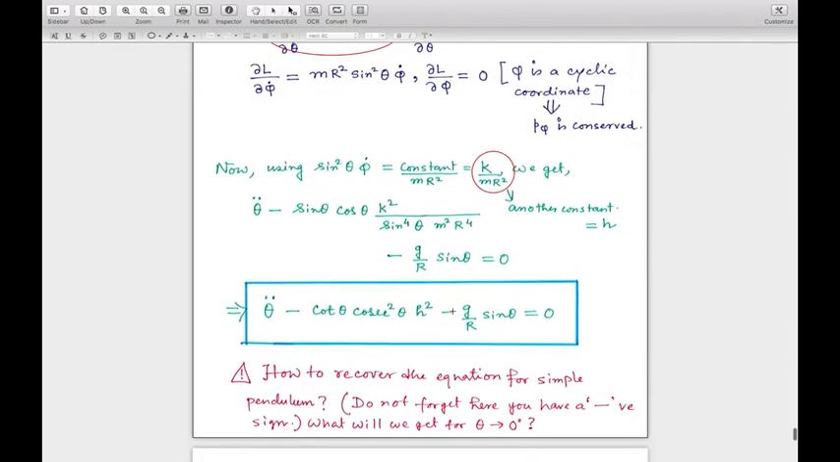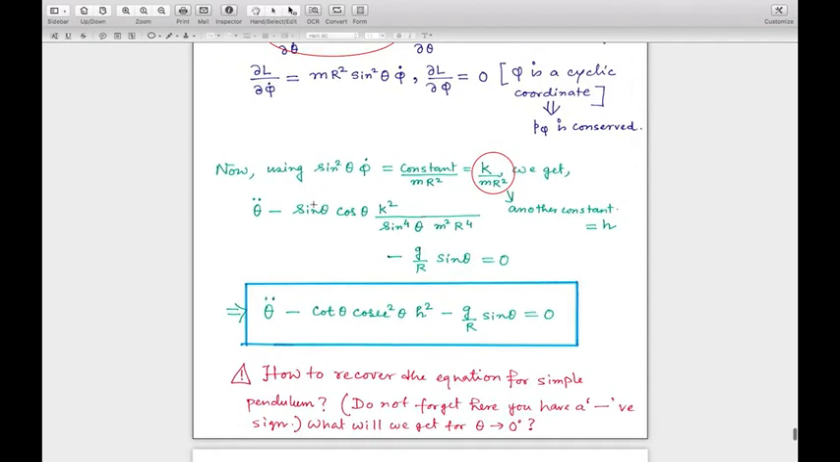So that is the whole equation, and finally sine theta will cancel out, and cos theta by sine theta is cot theta, and 1 by sine square theta is cosec square theta. That is exactly this term, and k square by m square r to the 4 is h square, and that is minus g by r sine theta. Now this is the equation of motion of a spherical pendulum.